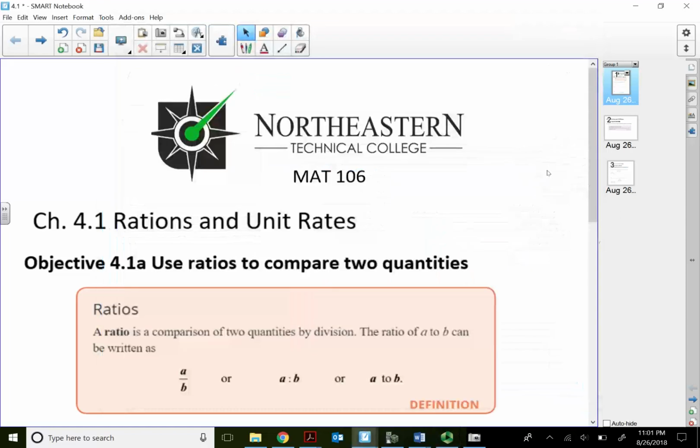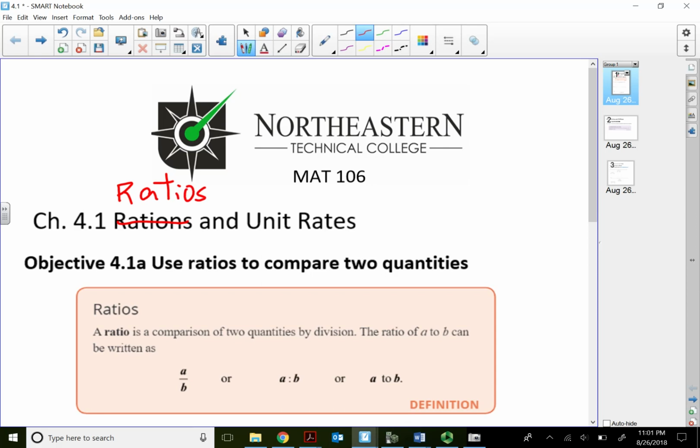Welcome to Accelerated Math 106, Module 4.1, Ratios and Rates. And I do apologize, it means ratios. All right, ratio and rates.